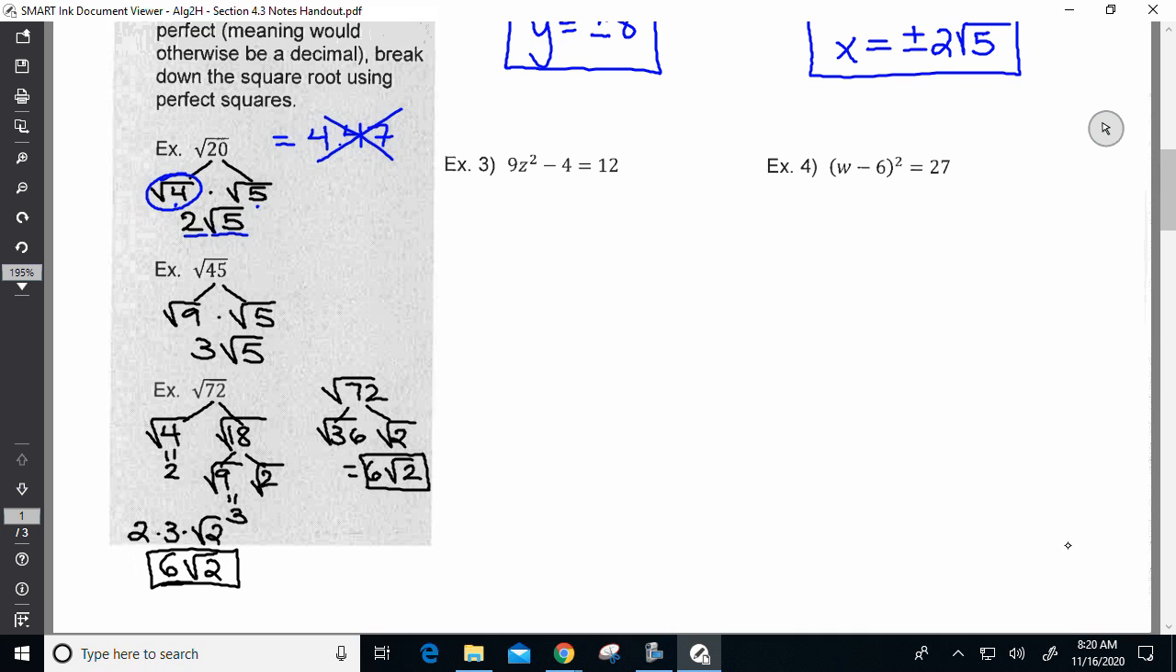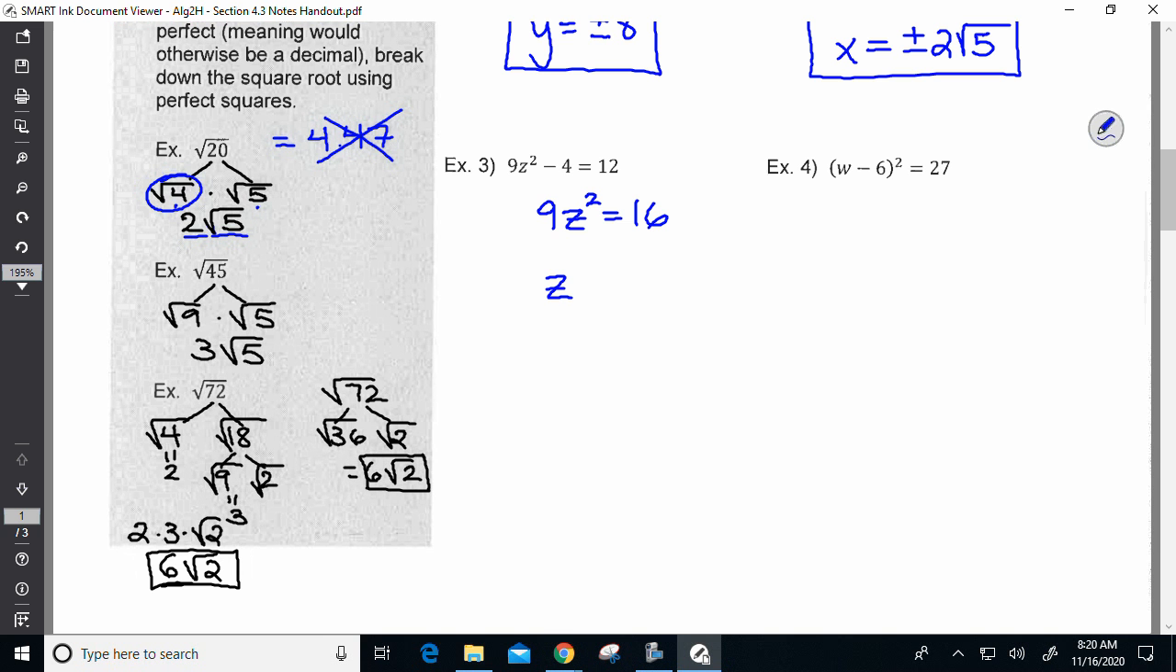9z squared minus 4 equals 12. So pretty much the same rules apply. The 4's got to go. Add 4 to both sides: 9z squared equals 16. The 9 has to go. Z squared equals 16 over 9.